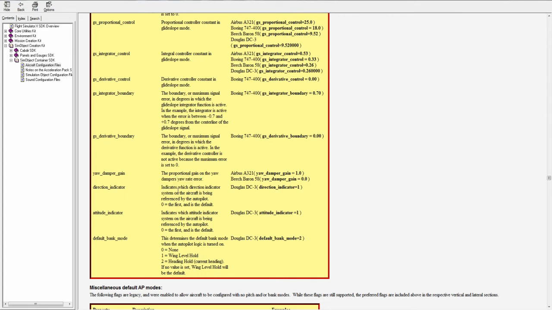Direction indicator indicates which direction indicator system the aircraft is being referenced by the autopilot. Attitude indicator indicates which attitude indicator system the aircraft is being referenced by the autopilot. And the default bank mode is, when the autopilot's turned on, what bank mode it will default to: either wing level, heading hold, or none. Now these two, direction indicator and attitude indicator.